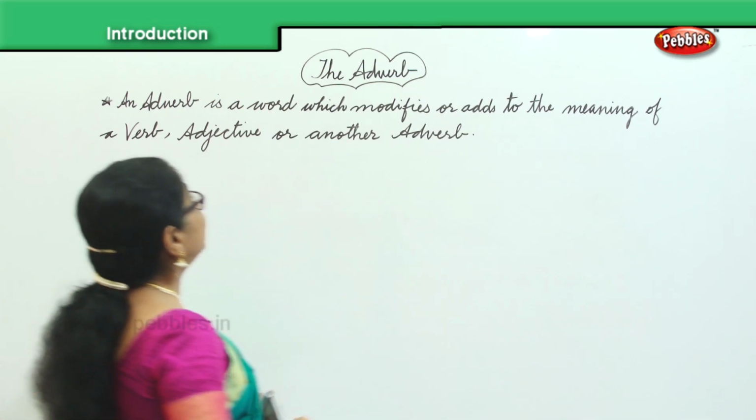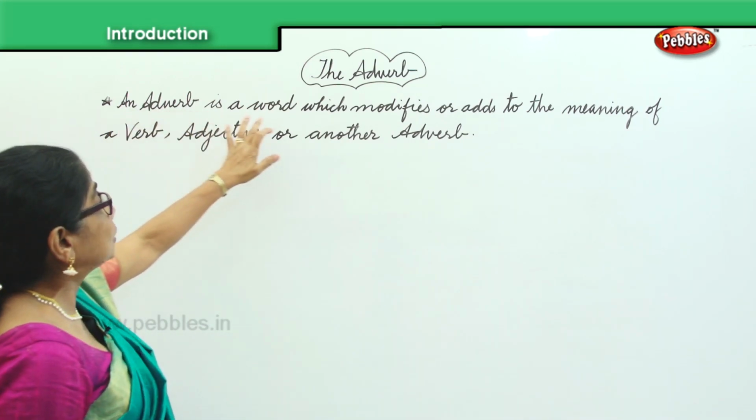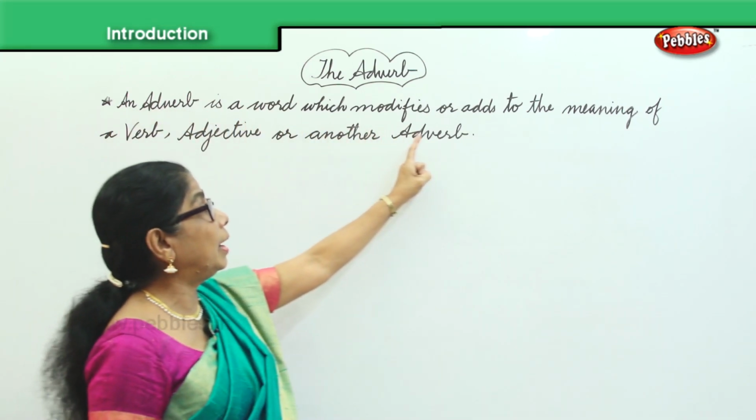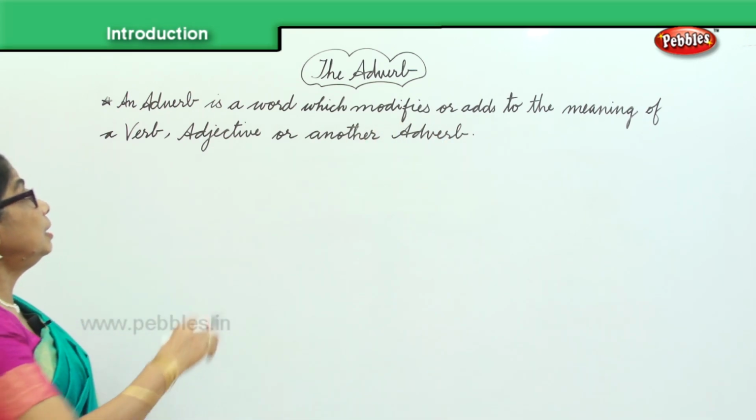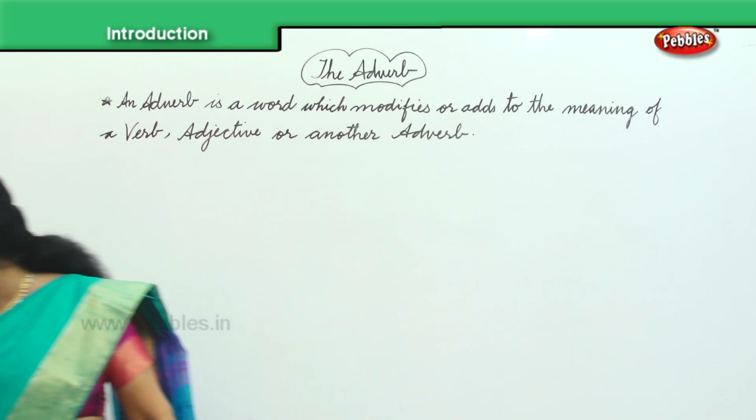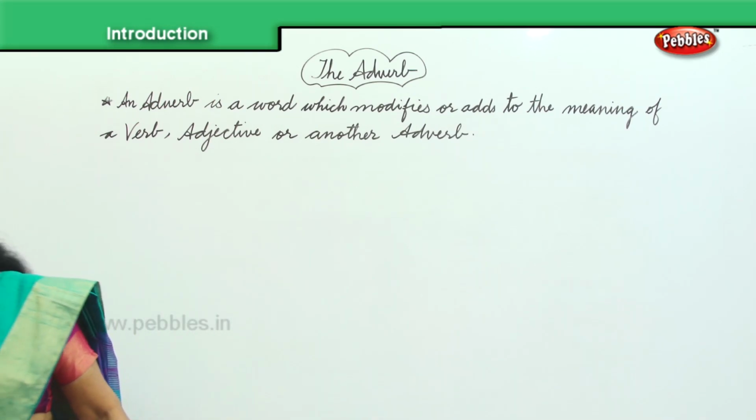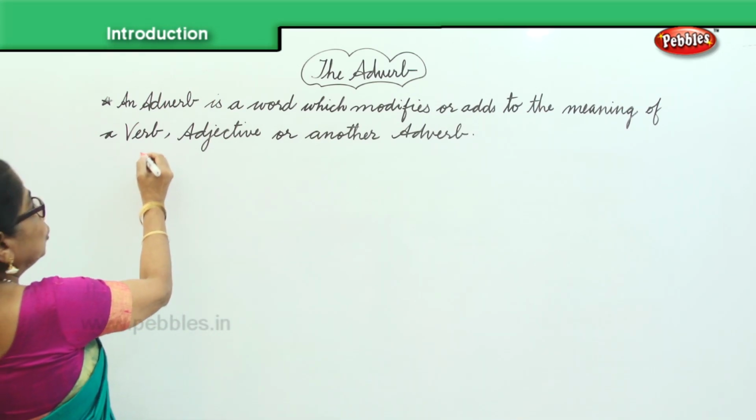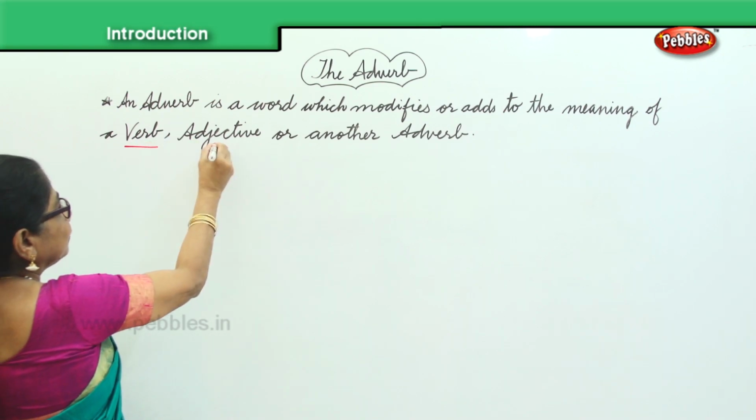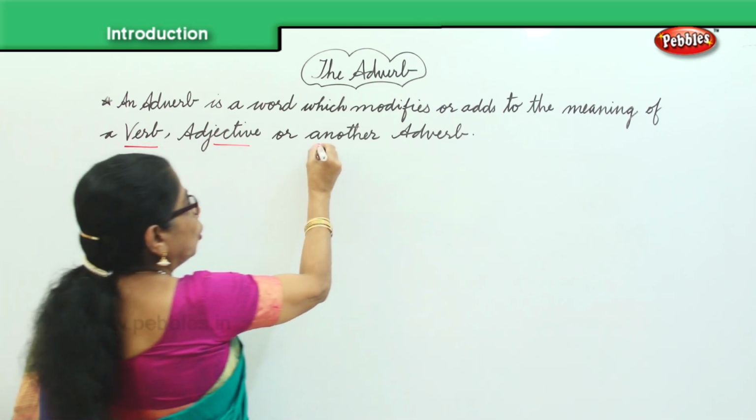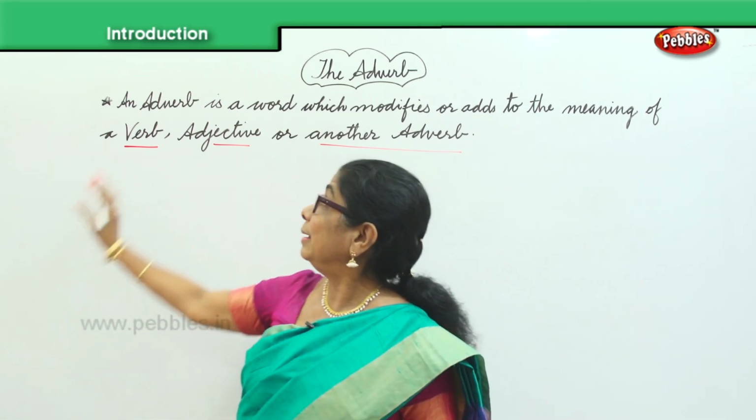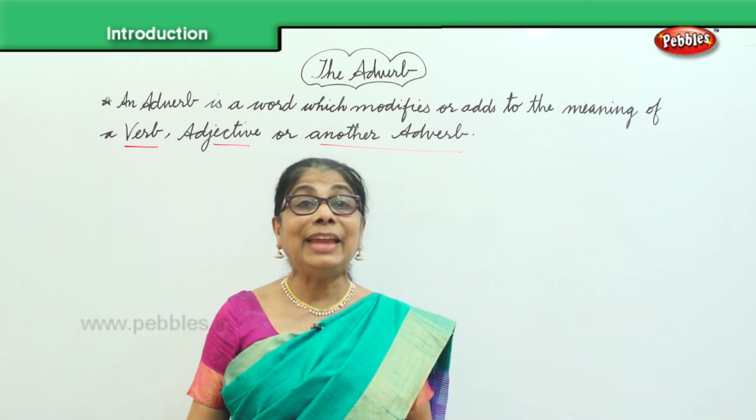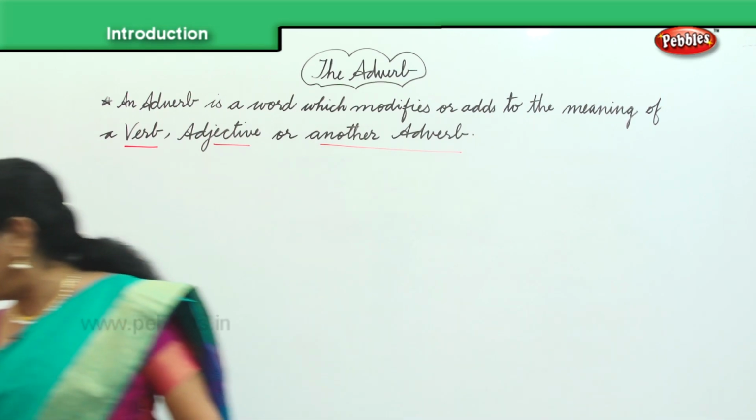Now, what is an adverb? An adverb is a word which modifies or adds to the meaning of a verb, adjective, or another adverb. So it adds to the meaning of a verb, adjective, or another adverb. And that is what an adverb is. Now let's look at a few sentences.